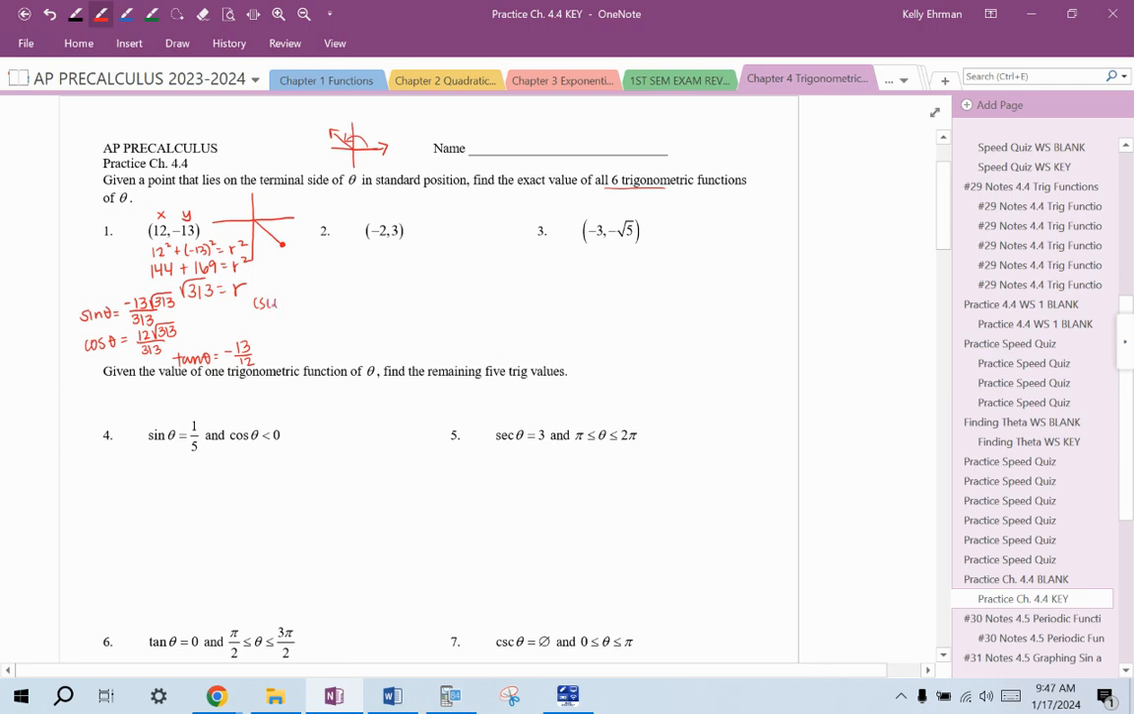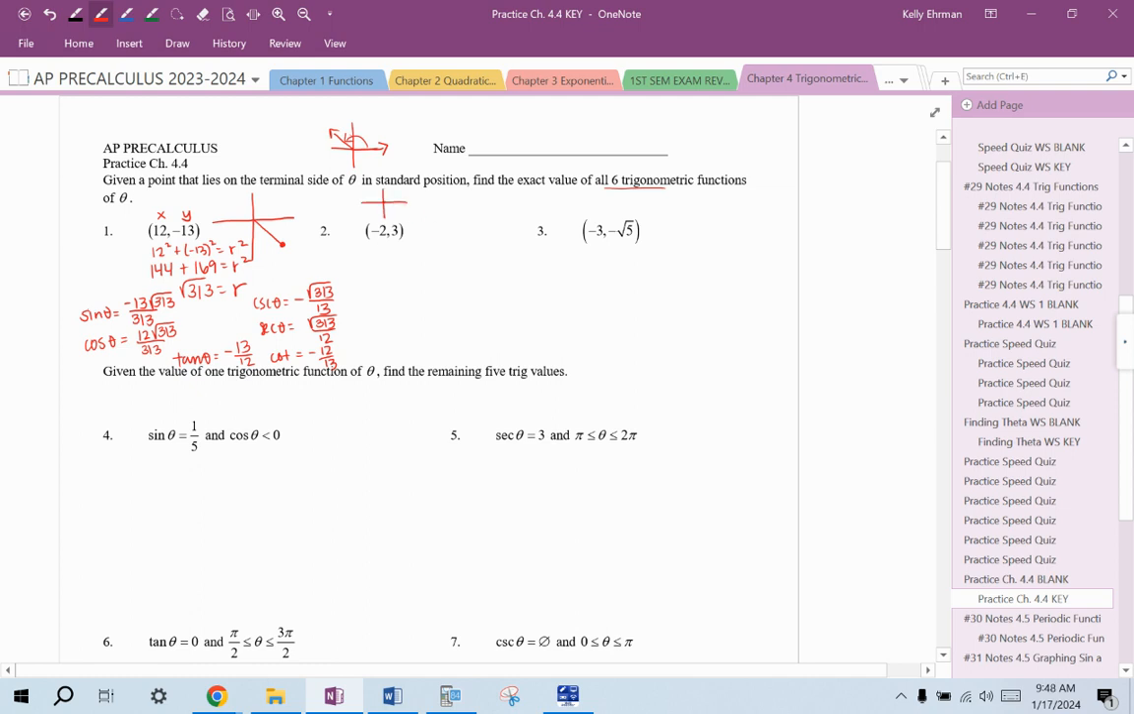Okay, and then cosecant, the reciprocal of sine. This was negative 13 over radical 313, so it's going to be negative radical 313 over 13. Secant theta is going to be radical 313 over 12. And cotangent is going to be negative 12 over 13. I guess I didn't need to plot where this point was, but it might be helpful just to allow you to double check that the correct things are positive and negative, but otherwise that's not too bad.